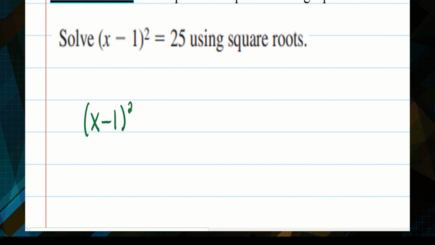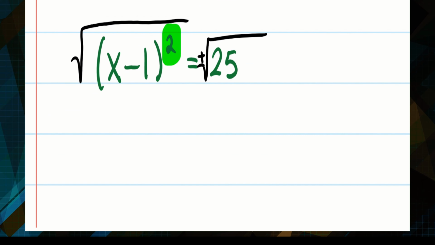So on this one, you notice that we have parentheses squared. Since your x is inside the parentheses and it has an exponent, we need to cancel that exponent first before I can leave the x alone. So take the square root of both sides. And that's going to give us x minus 1. I can lose the parentheses because it already cancels the exponent. The square root of 25, it's 5.